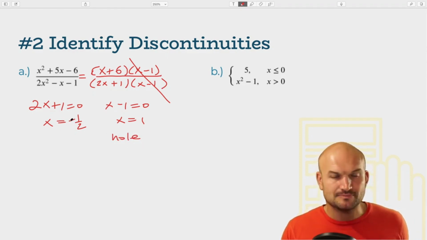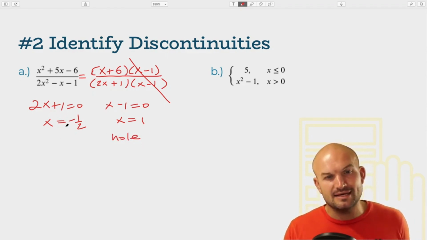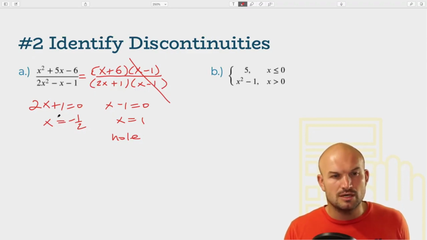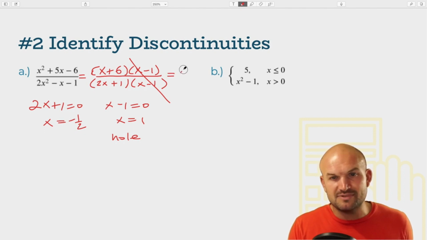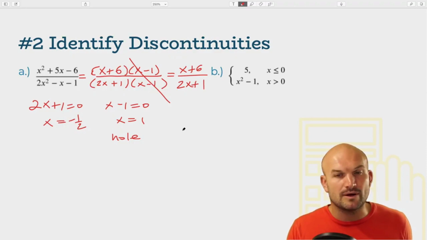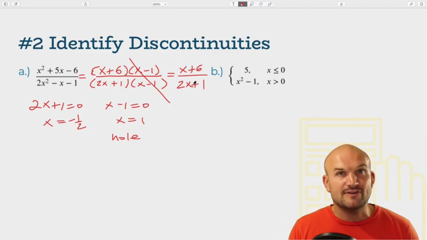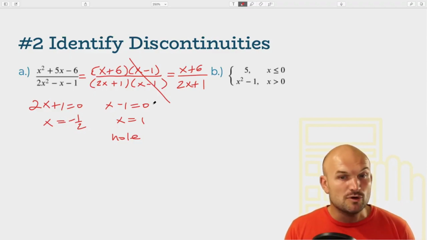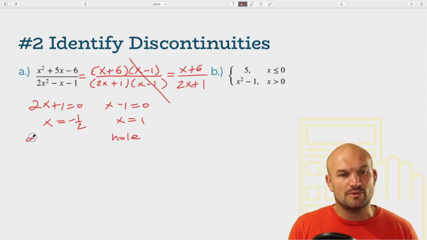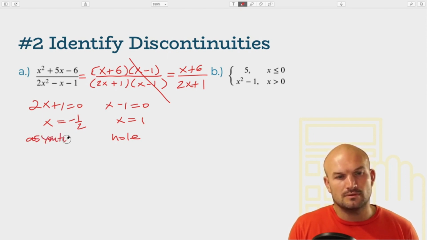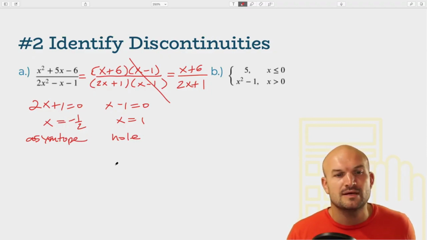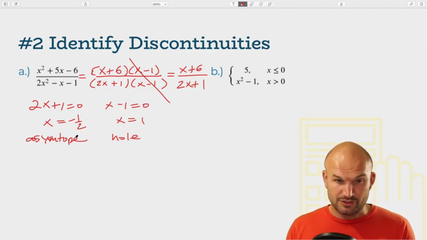The next example cannot be divided out, right? As I go ahead and simplify this equation, I'm just going to be left with x plus 6 over 2x plus 1, okay? And now I can't simplify this any further. So since this is non-removable, it does not get divided out. This is what we call an asymptote. Okay, so we have an asymptote, which is a non-removable discontinuity.